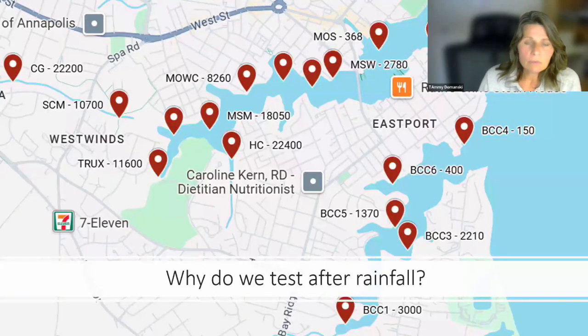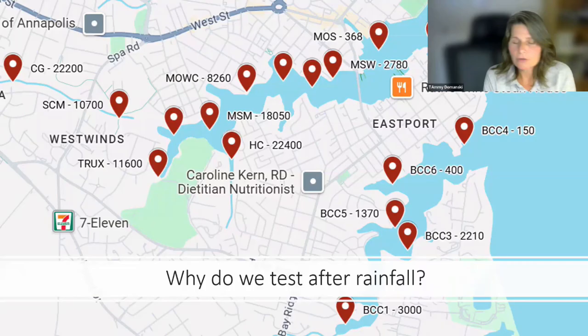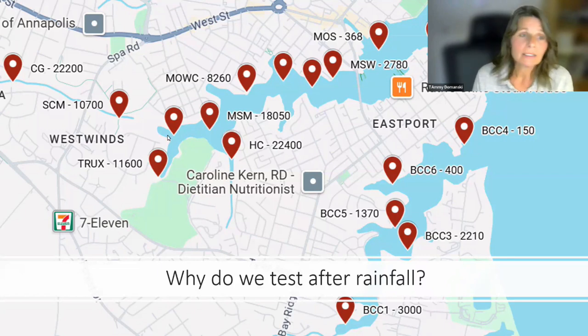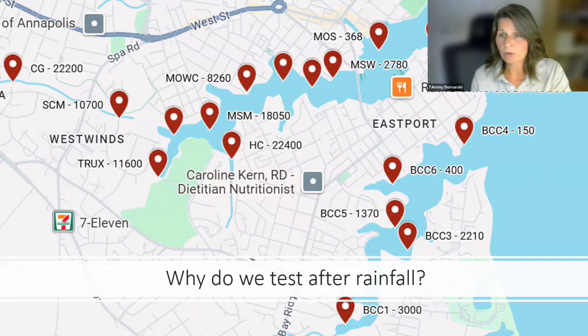So then why do we test after the rainfall? I've, of course, already given the answer to this, but we test because we want to know how bad it is right after rainfall. This is a map from data from last Thursday. Each red marker is a place where sampling was done. This is Spa Creek here, and then Back Creek.